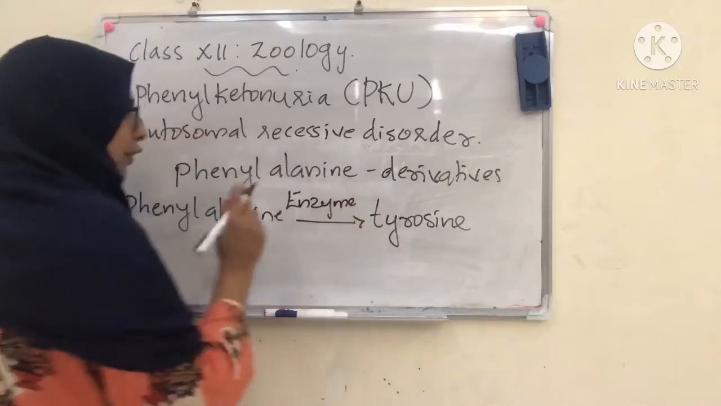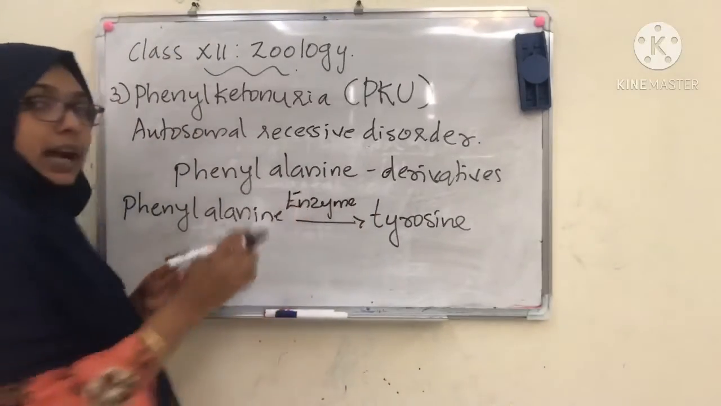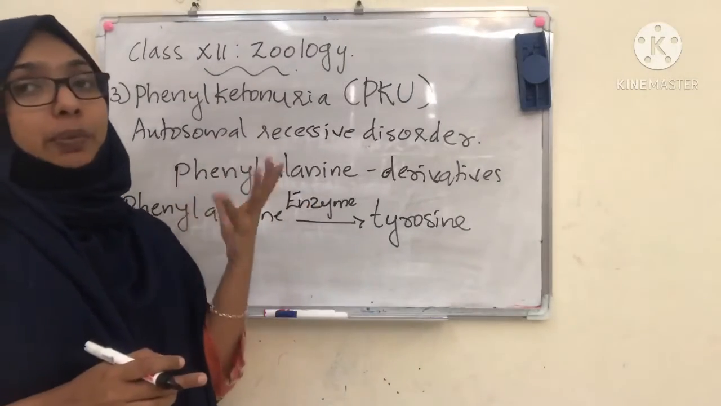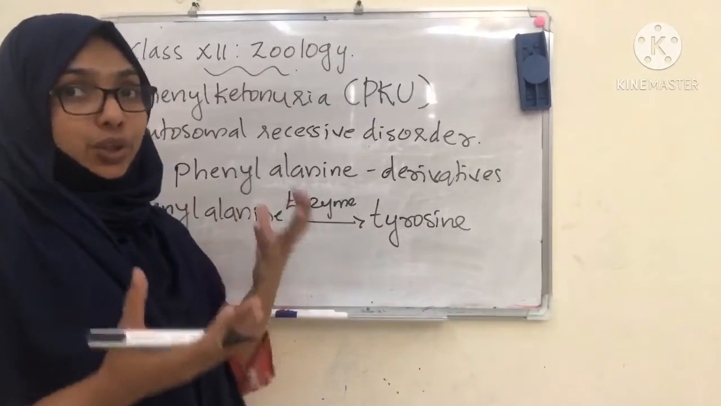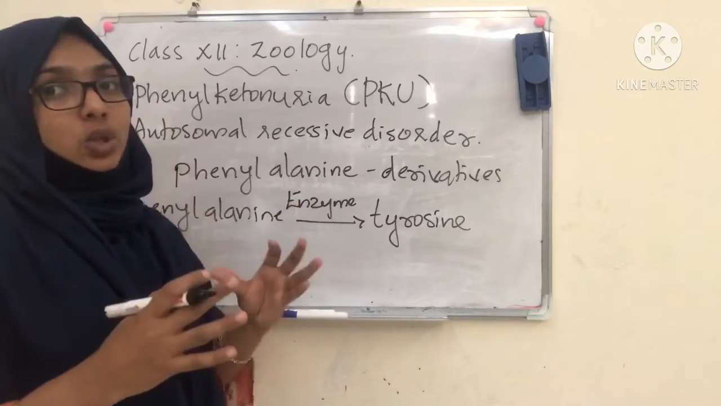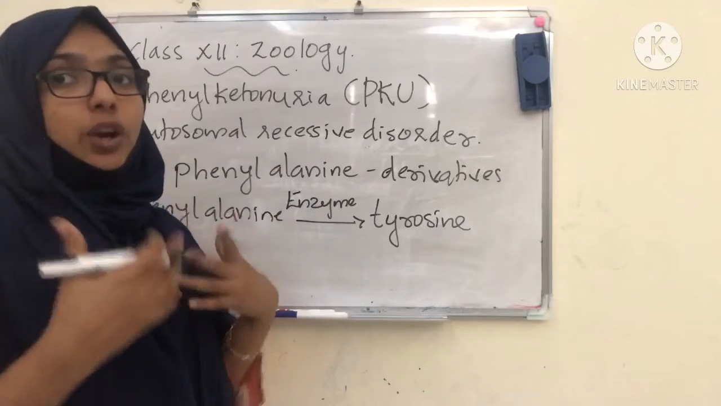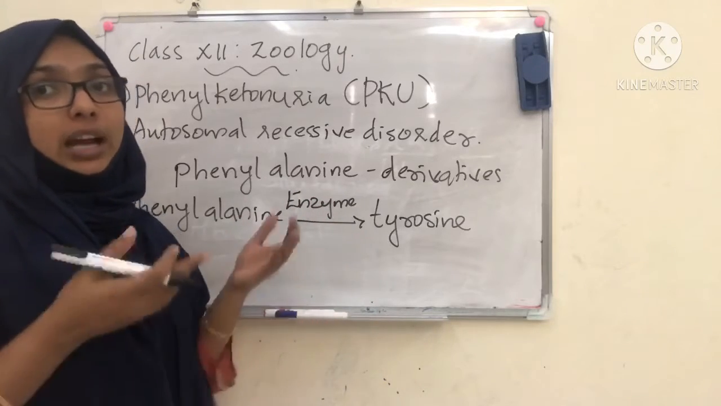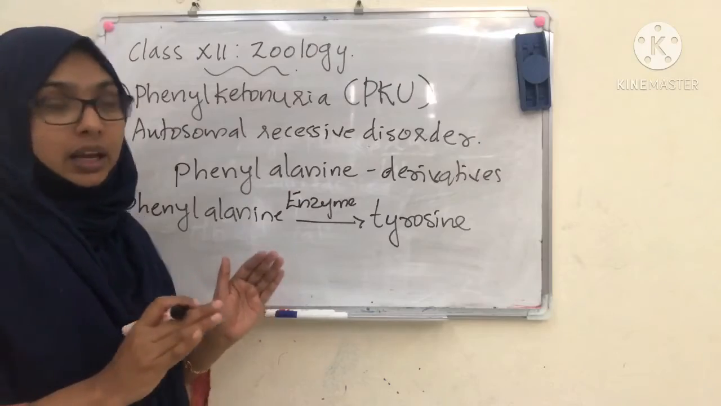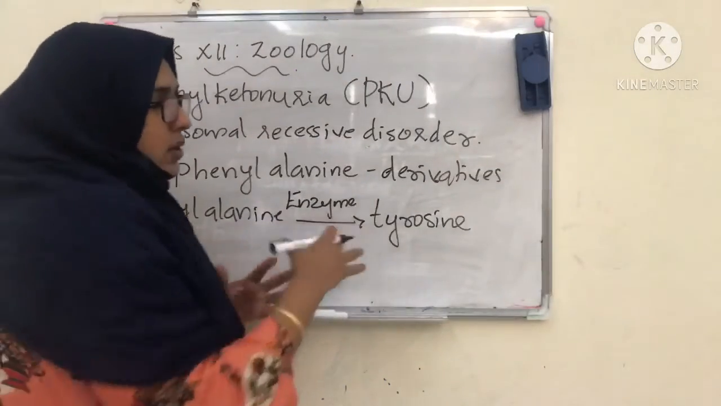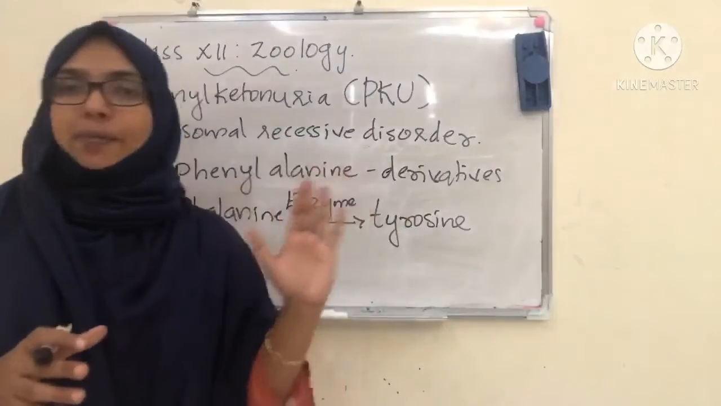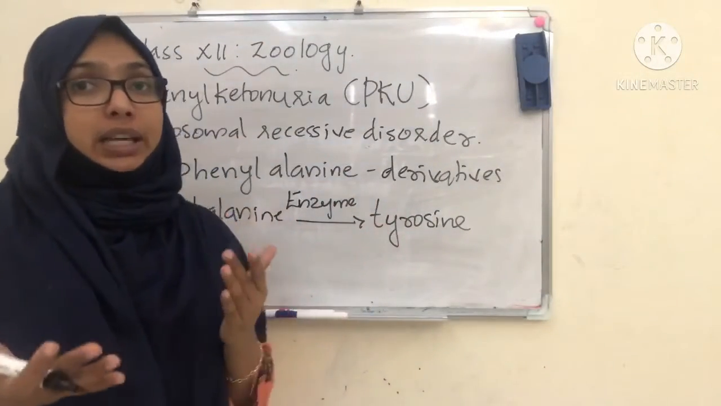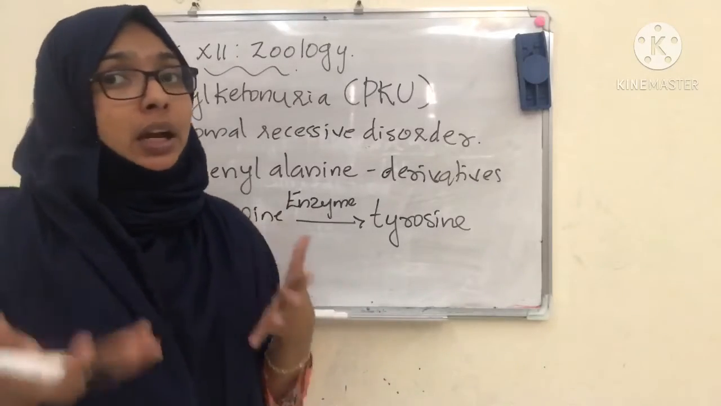Okay, in the affected person, they will not have this enzyme. Some sort of mutation will occur in the gene which codes for this enzyme, and that gene will not control the production of this enzyme. So the affected person will not have the enzyme. Clear? Normally, this is converted to tyrosine, and for tyrosine, several steps are there. I am not going into that. But in the case of an affected person, it will not be converted to tyrosine.